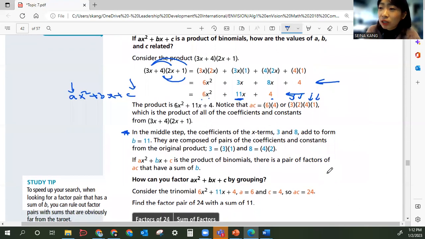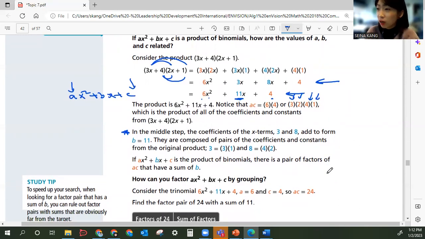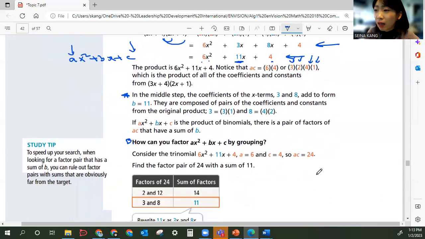So how can you factor ax² plus bx plus c by grouping? Now we're going to look at grouping. This is part B. You're going to consider the trinomial 6x² plus 11x plus 4, the same trinomial that we looked at in part A. Your a is 6, c is 4, so ac is 24. We're going to find a factor pair of 24 with a sum of 11.